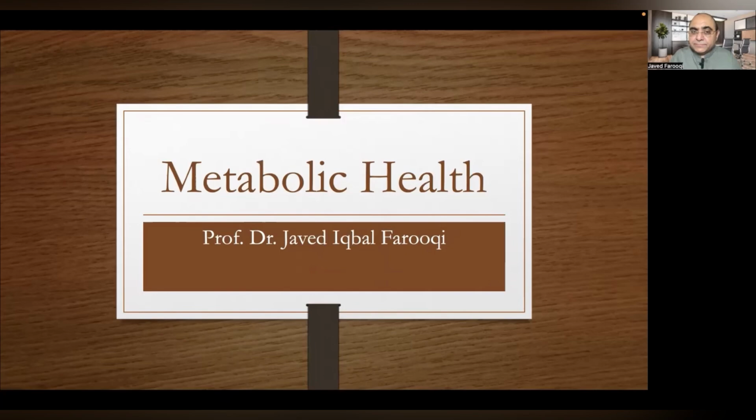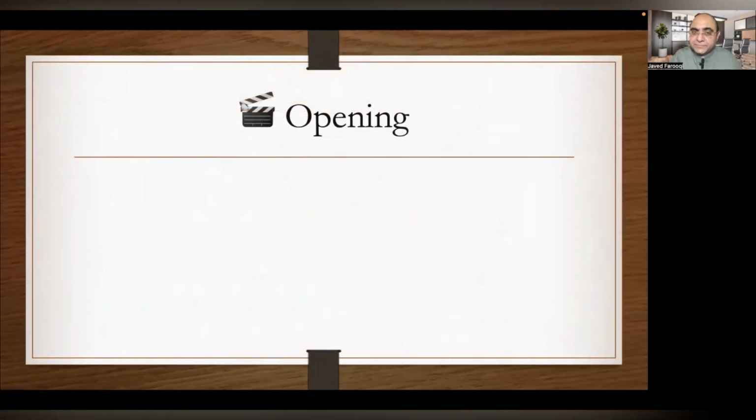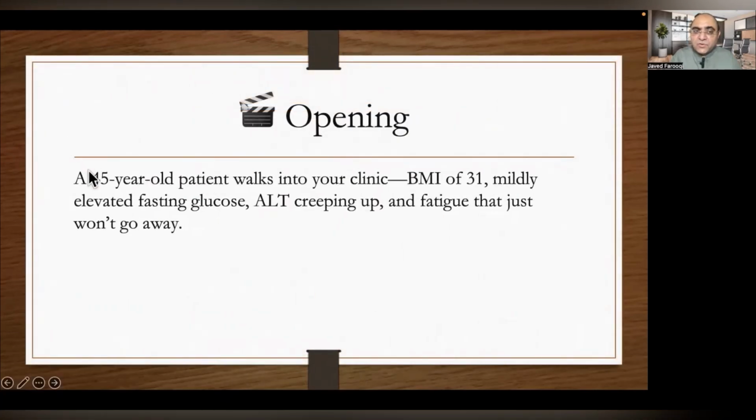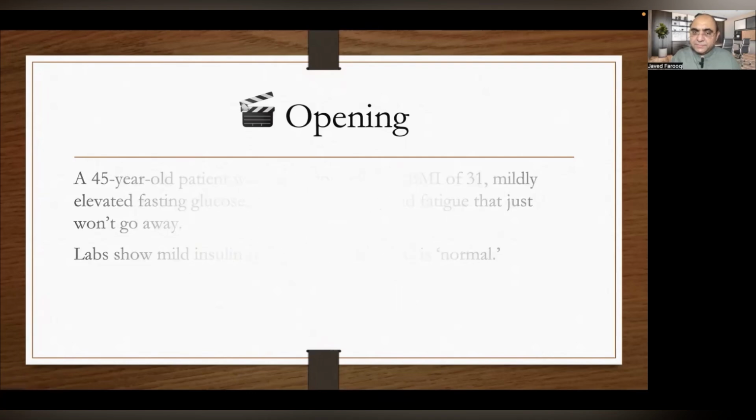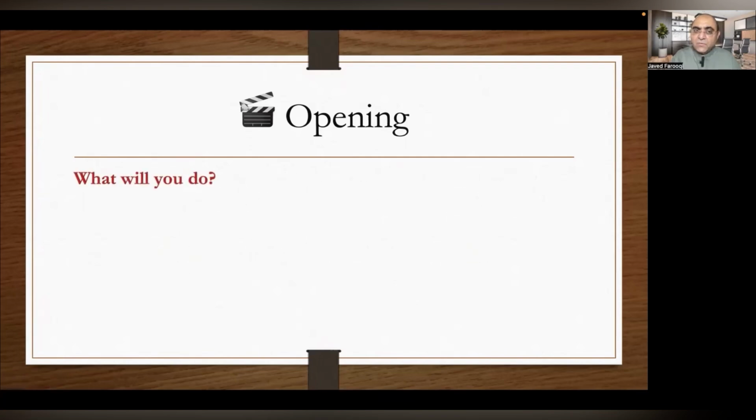Bismillah ar-Rahman ar-Rahim. Metabolic health. A 45 years old patient walks into your clinic, BMI of 31, mildly elevated fasting glucose, ALT creeping up, and fatigue that just won't go away. Labs show mild insulin resistance, but his HbA1c is normal. What will you do?